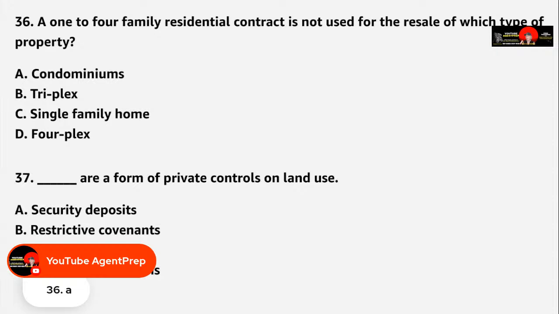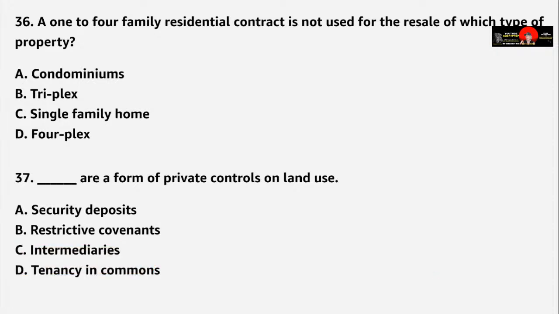All right, number 37. Blank are a form of private controls on land use. A, security deposits. B, restricted covenants. C, intermediaries. D, tenancy in common.